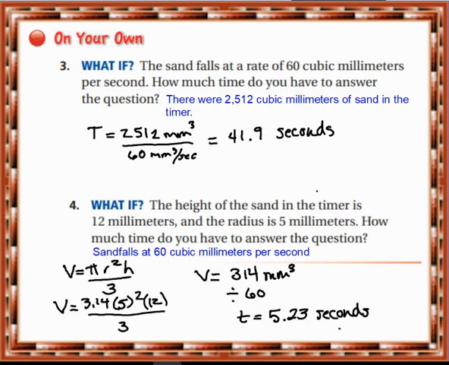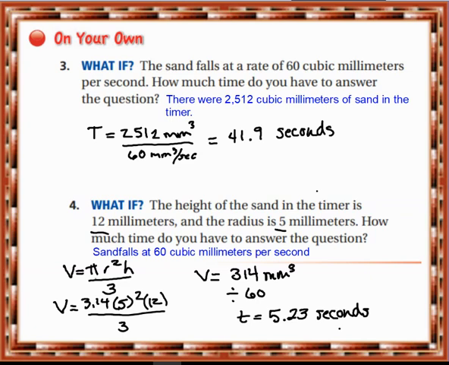For number 3, we took that 2,512 cubic millimeters and divided it by 60 this time instead of divided by 50, and you get 21.9 seconds. Now, if I had a timer that had a height of 12 millimeters and a radius of 5, how much time would we have to answer?